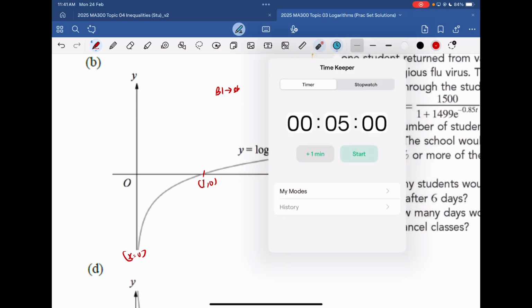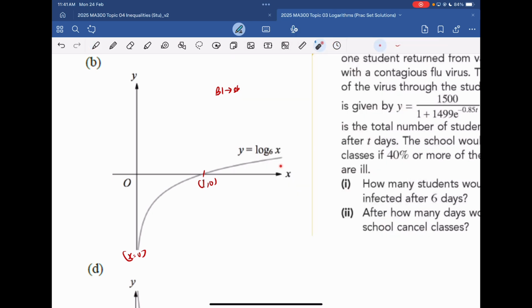Okay, so you were saying? Okay, so you see here, basically it's x going towards negative, x going towards 0. We are talking about this asymptote. So this 1 mark is for this asymptote. Okay? B1.